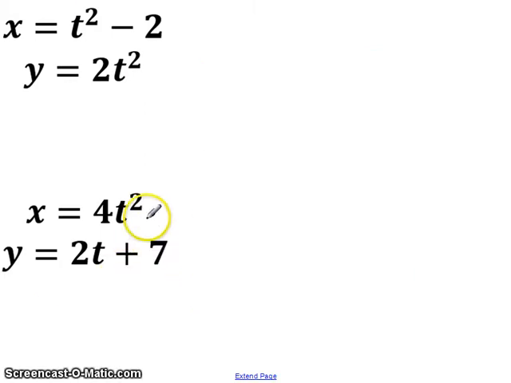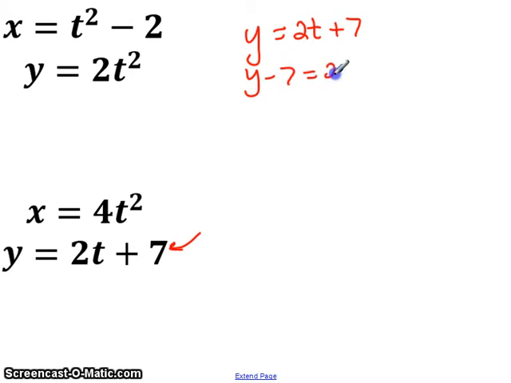Okay, this last one could be a little bit tricky because we have a t squared in one expression and not in the other. And so we still have two ways to do this. We can solve either one for t. This looks like it might be easier to solve. Let's go ahead and try that one. And we can go back and look at it the second way as well, just to compare. So we'll start with this one. y equals 2t plus 7. I'm going to subtract 7 from both sides and then divide by 2.